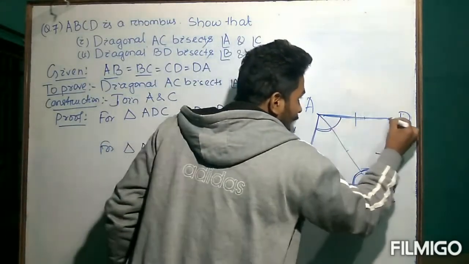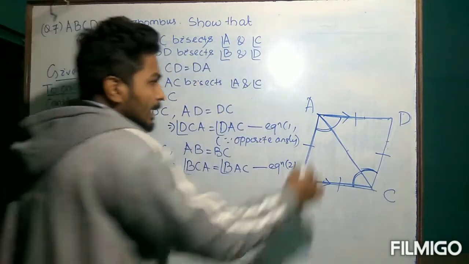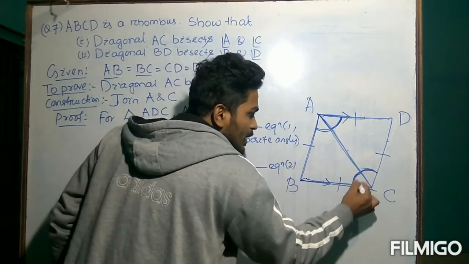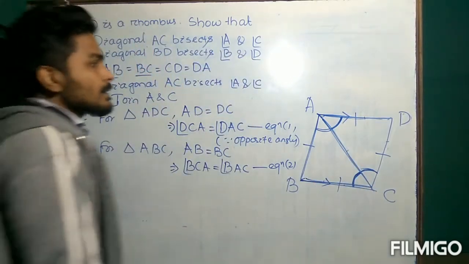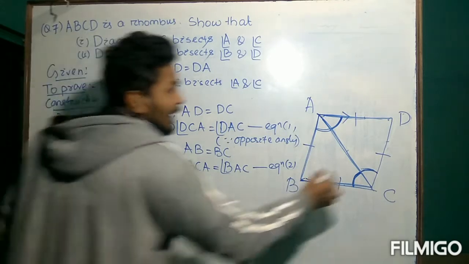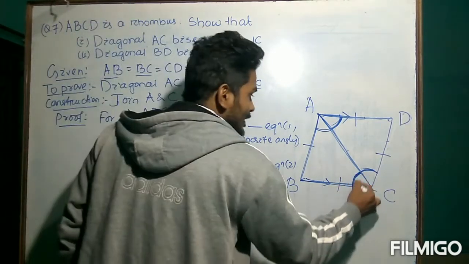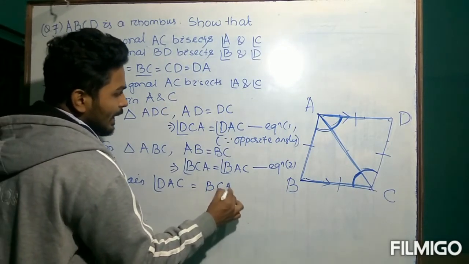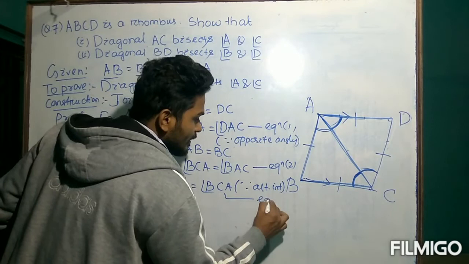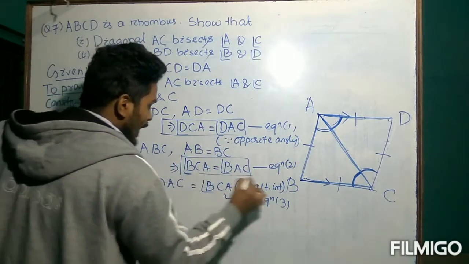Next, since it is given that ABCD is a rhombus, the pairs of opposite sides must be parallel. So if we consider AD and BC as two parallel lines and AC as a transversal line, then we can say that this angle must be equal to this angle because they are alternate interior angles. So angle DAC is equal to angle BCA. Why? Because they are alternate interior angles. Understood? Let's say this is equation 3.